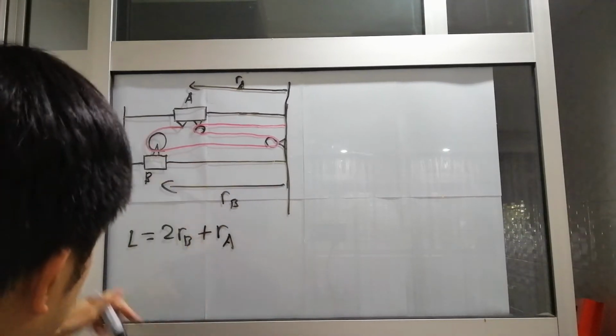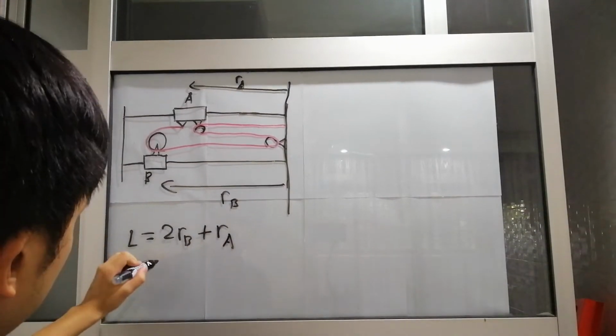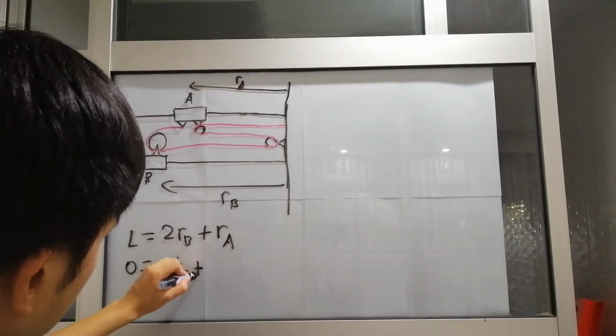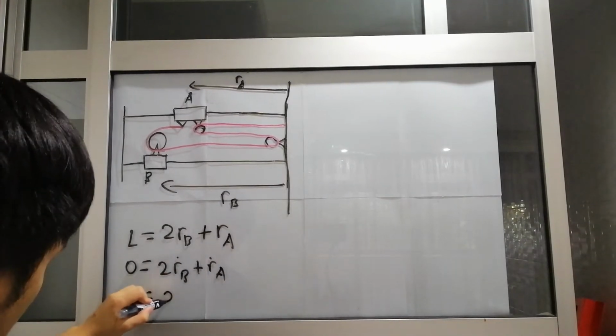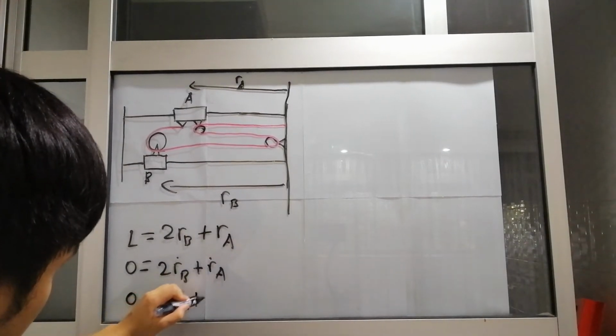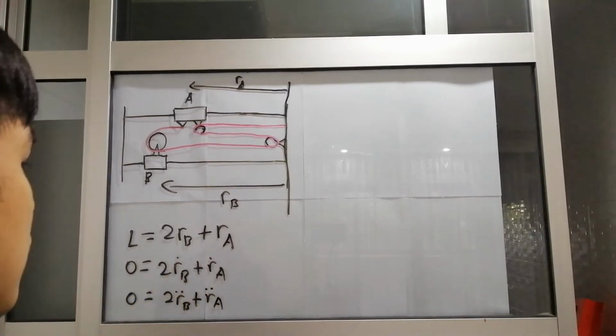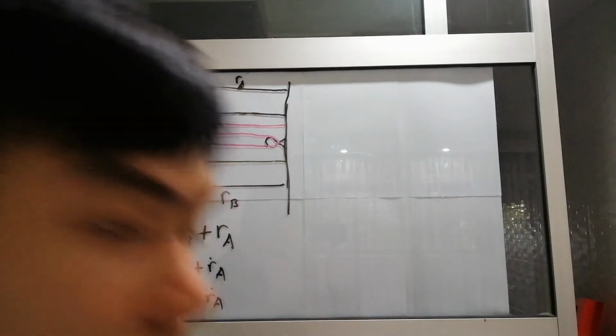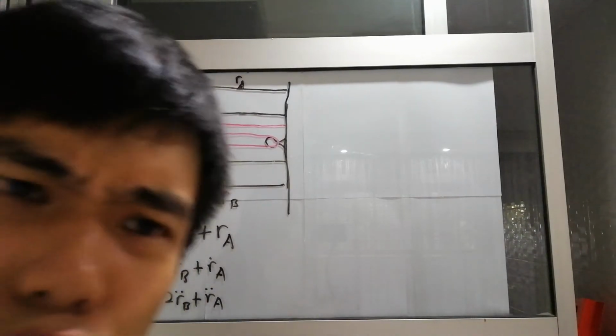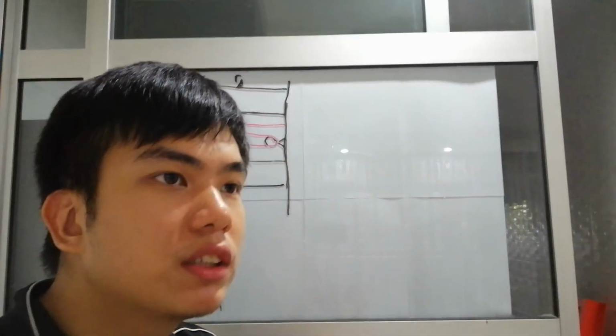When I differentiate it, I can find the relationship 2ṙ_B plus ṙ_A. And I differentiate one more time, what I get is 0 equals 2r̈_B plus r̈_A. Now, it is very tempting to say that ṙ_B is actually the velocity of B, which is true in a certain sense, but the direction itself might be a misconception. So today, my purpose here is to show you a method to make sure that you do not mess up the positive and negative that you are defining.